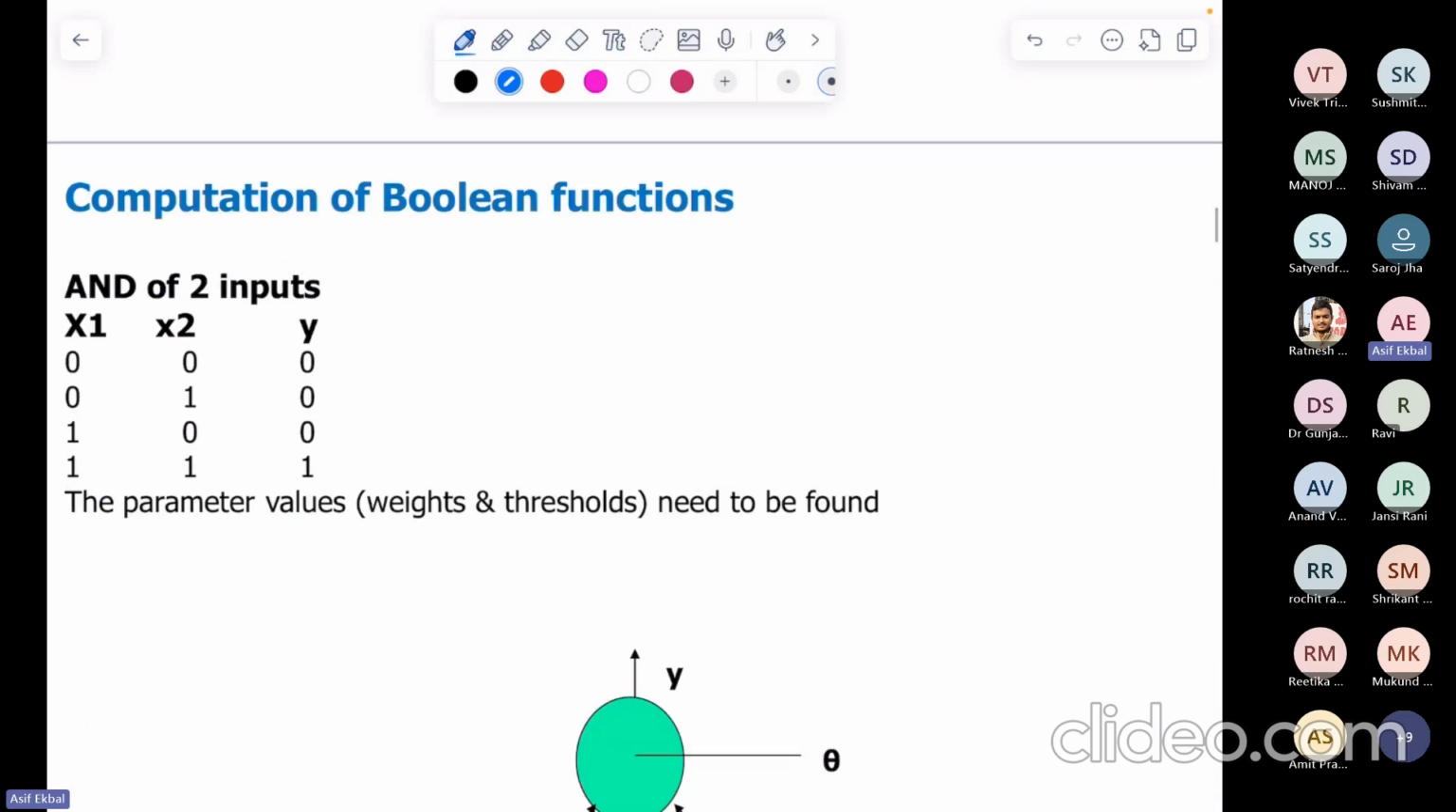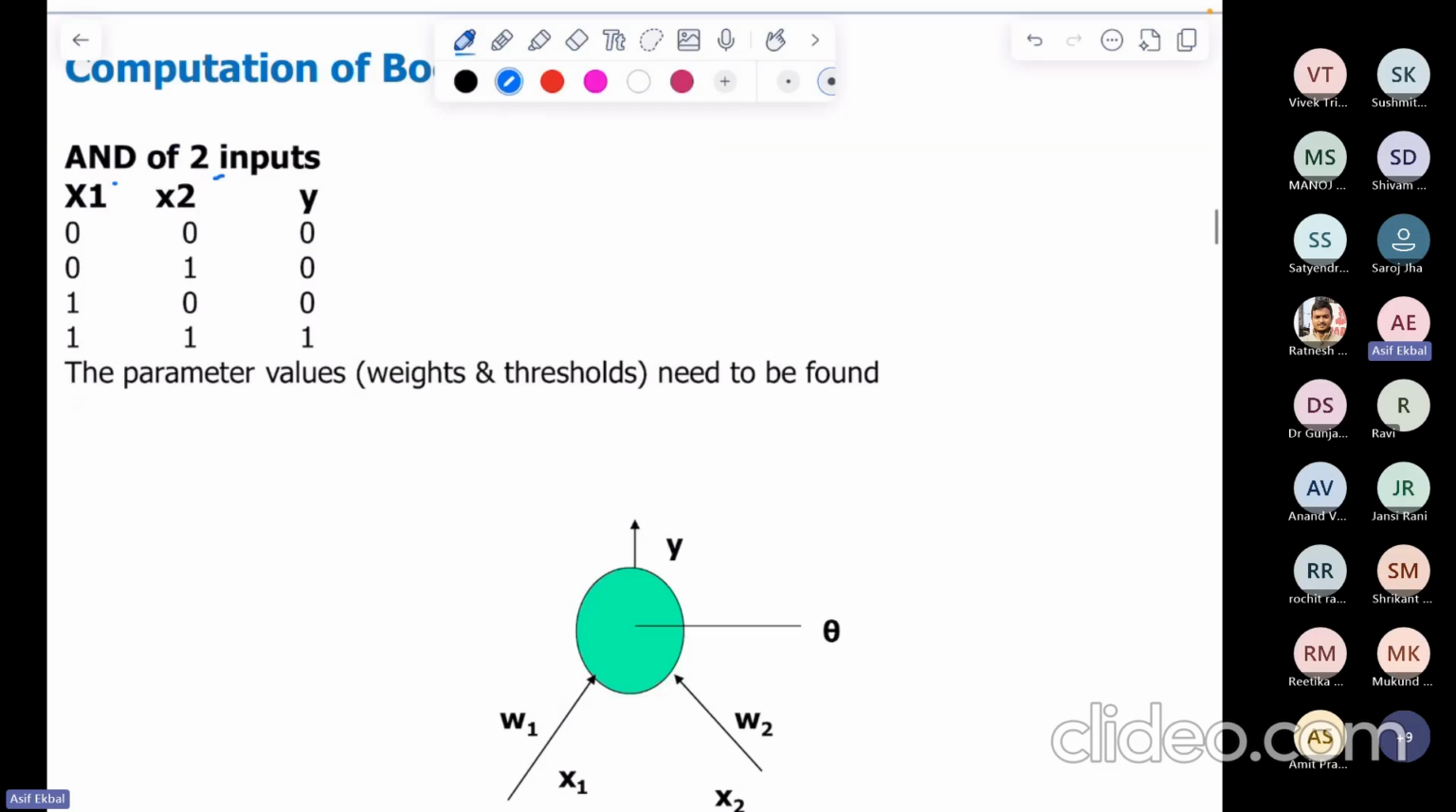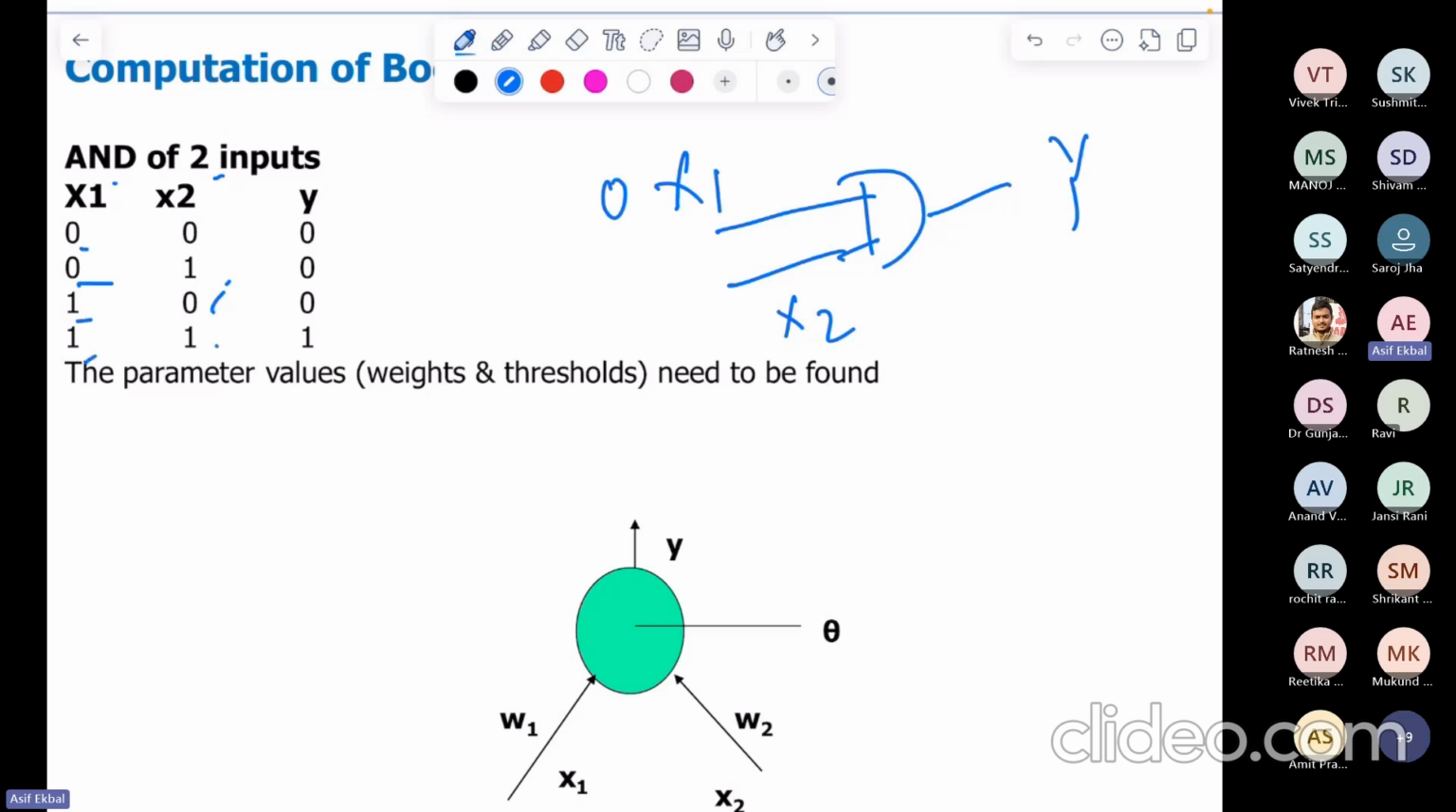AND gate, the concept is coming. It is a kind of 2-input gate, like here you can see in perceptrons. But typically, if you know digital design, we represent the AND gate in this fashion. There are 2 inputs, and you will be given 4 different binary combinations: 0,0, 0,1, 1,0, and 1,1.